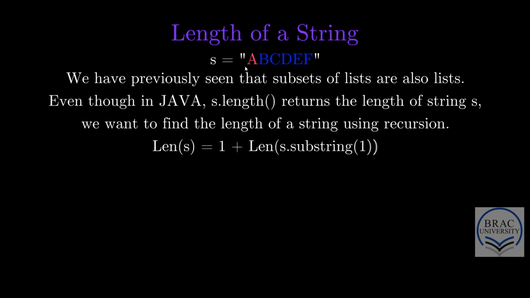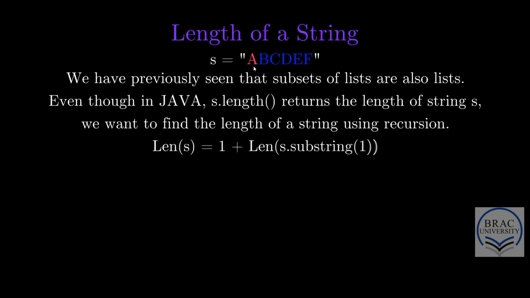So if you want to determine the length of the string, since s is a list, s is actually a character, which is a, and then another list which starts from b and ends at f. So this string is one character followed by b, c, d, e, f, right? If we want to determine the length of the whole string, we will write len s, and the length of s is actually the length of a plus the length of the rest of the string.